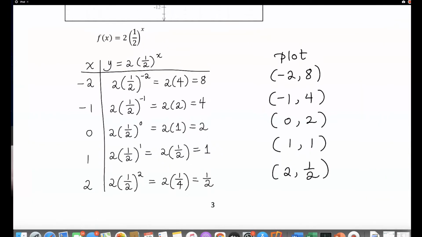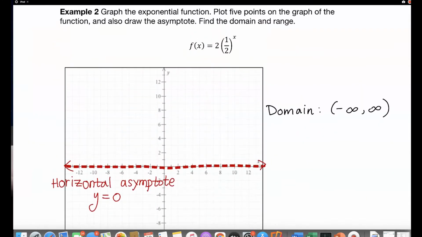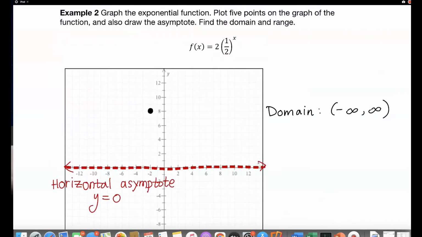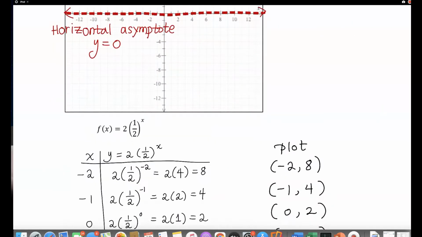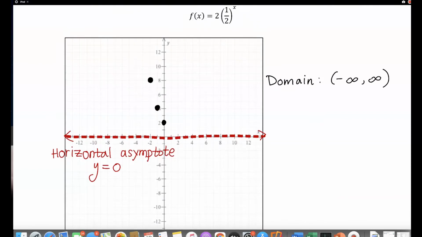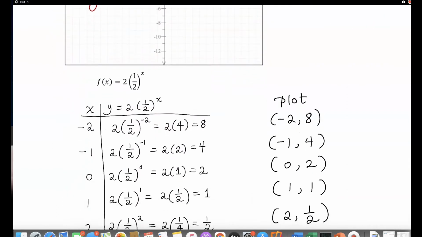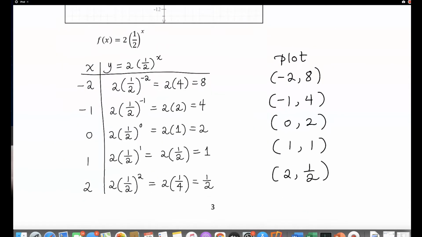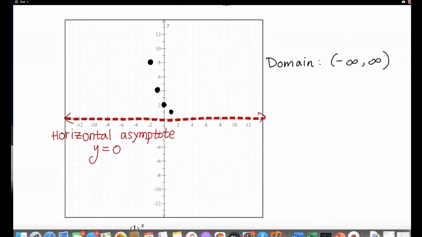So first of all, (-2, 8): 2 to the left, up 8. Here's my first point. Next point, (-1, 4): 1 to the left, up 4. Here's my second point. Third point is at (0, 2). Next point is at (1, 1). And the very last one is at 2 to the right, half up.